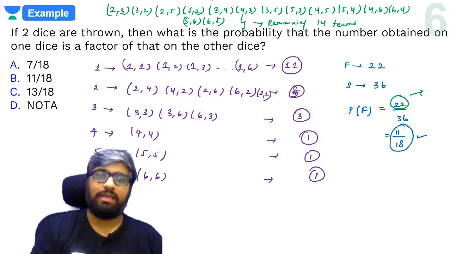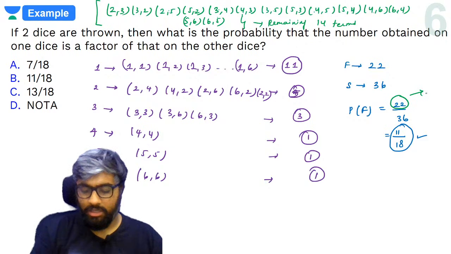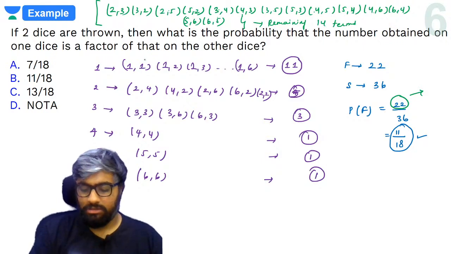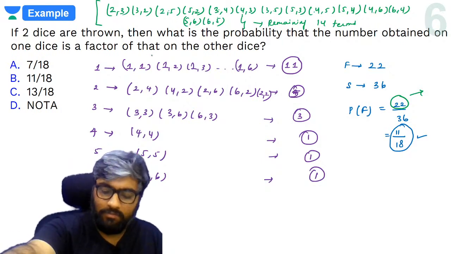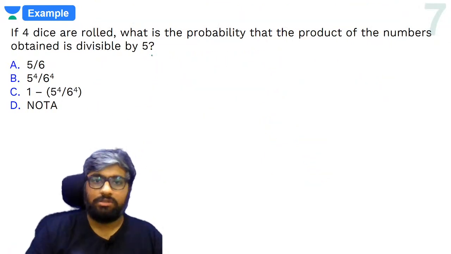Yes, here they are. These are the 14 terms, so I can do 1 minus 14 by 36. I will get 22 by 36. Got it? How will 1, 1 be there? It is here. Why would 1, 1 not be there? 1 is a factor of 1, right? So that will be included. Clear? Right. Okay, here it is.